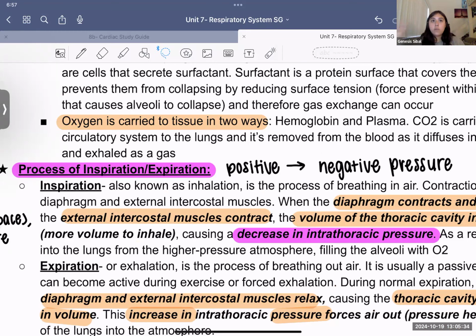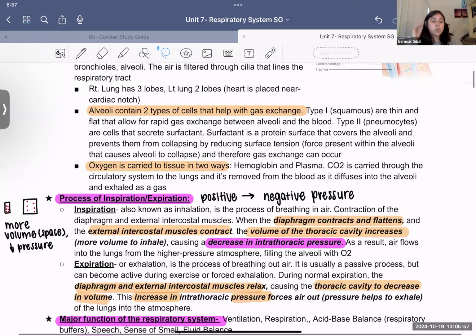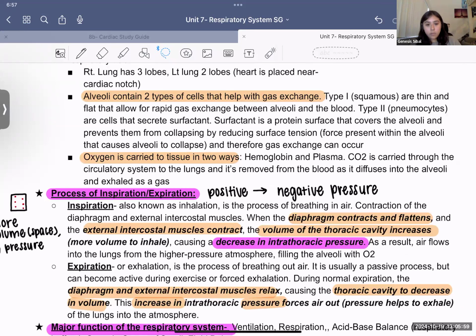So because in your environment you have this positive pressure, and now you have more blood volume, more volume in your thoracic cavity, you're able to inhale. So that air is going in from the positive environment, and now it's going to the negative pressure in your thoracic cavity because again, it's in a negative state. So I hope that makes sense. Just remember it's going from a positive to a negative place.